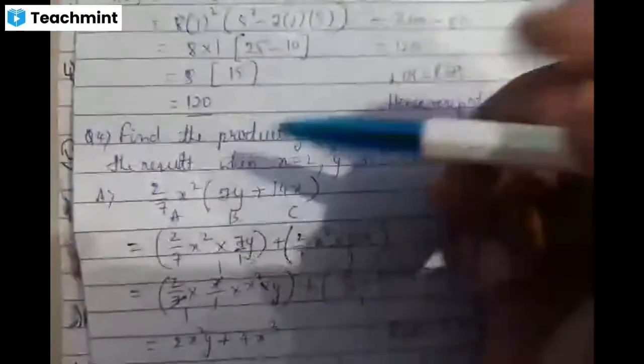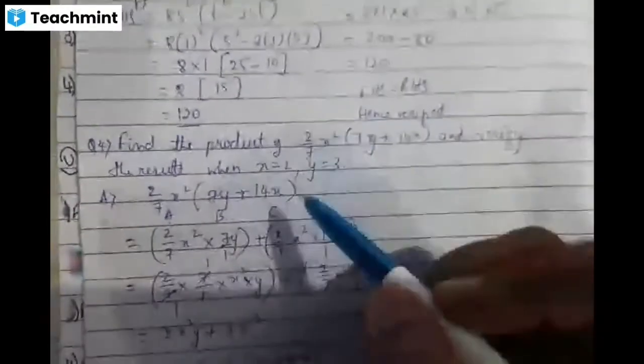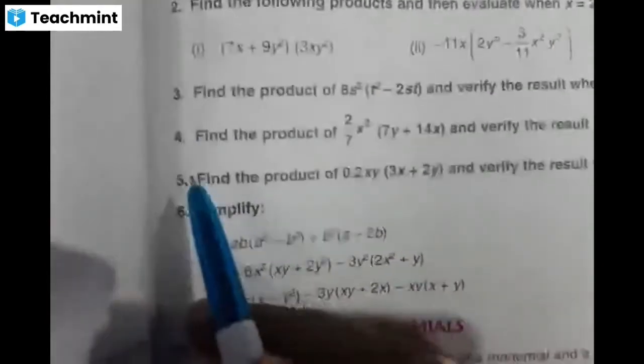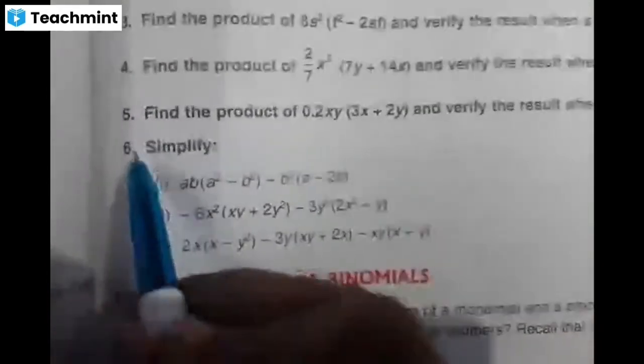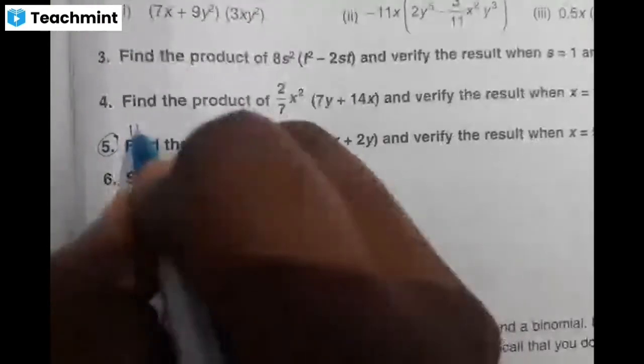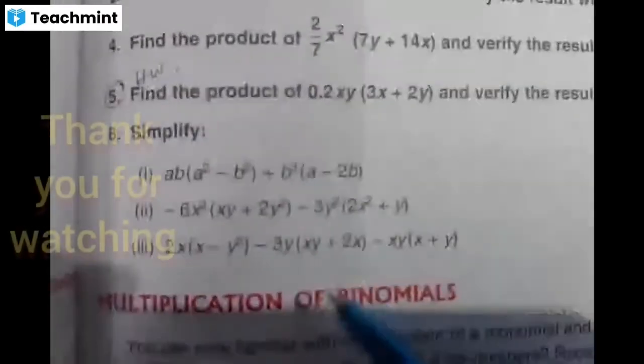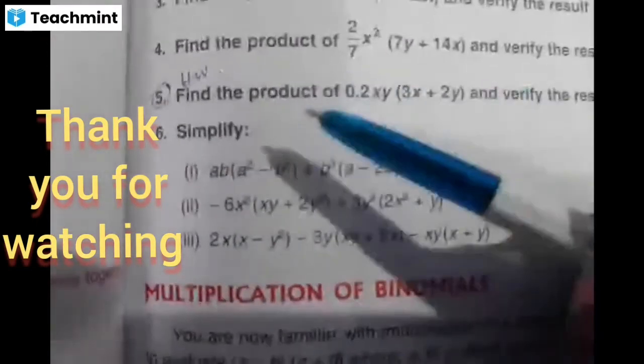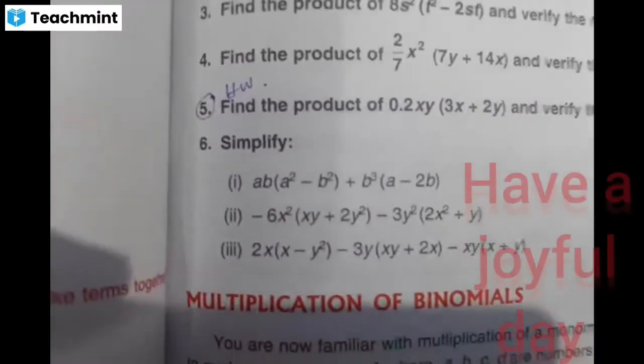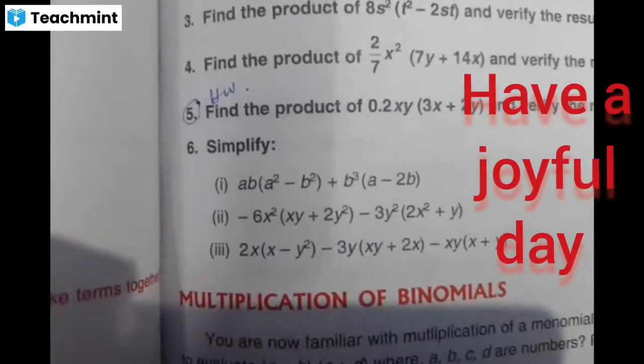So, in this way, we have solved question number 4. All these types of questions, you can become perfect only by practicing, children. There is no other way to get the answer. Next, you have question number 5 and 6. I ask you to solve question number 5 as homework. The next class, let us solve the next problems. Hope you have understood well, children. Thank you, children.